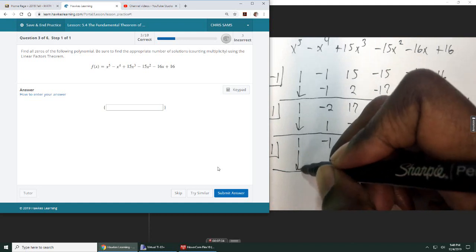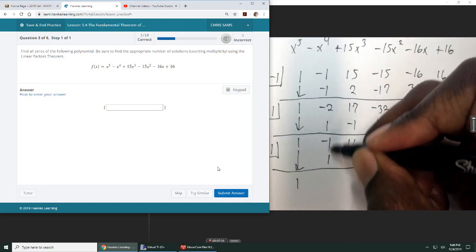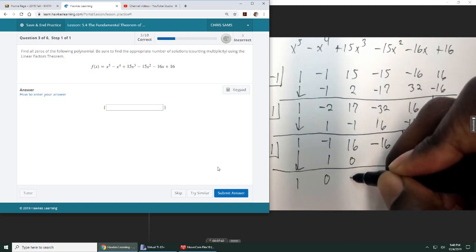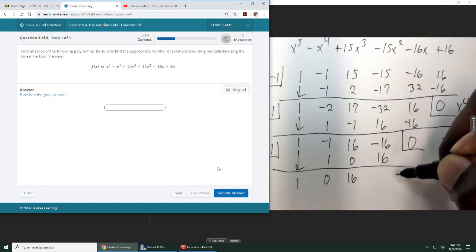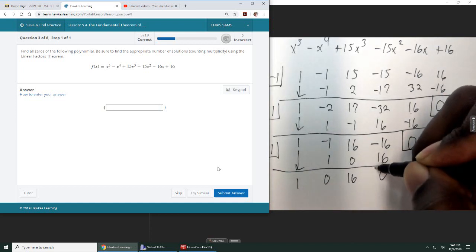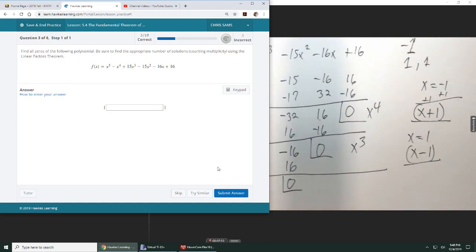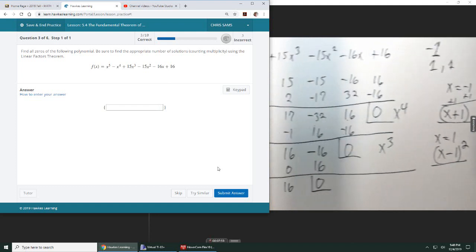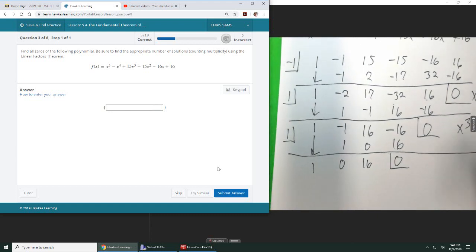And so bring the first term straight down. And 1 times 1 is 1. Combine, we get a 0. 1 times 0 is 0. Combine, we get 16. 1 times 16 is 16. Combine these, and we get 0. So we end up with a 0. So 1 works again. So over here by this x minus 1, we're going to put a squared above it. So that's multiplicity 2. That's what they mean when they say multiplicity. You get the multiple 0.